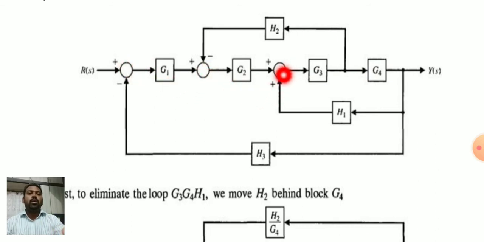Here is the second summing point, and the third summing point. From this pickup point, H2 with minus; from this pickup point, H1 with plus; and from the same pickup point, H3 with minus to this first summing point. So H1, H2, H3 are the feedback signals, with this negative sign, this positive sign, and once again this negative sign. So how to reduce this, we will see.